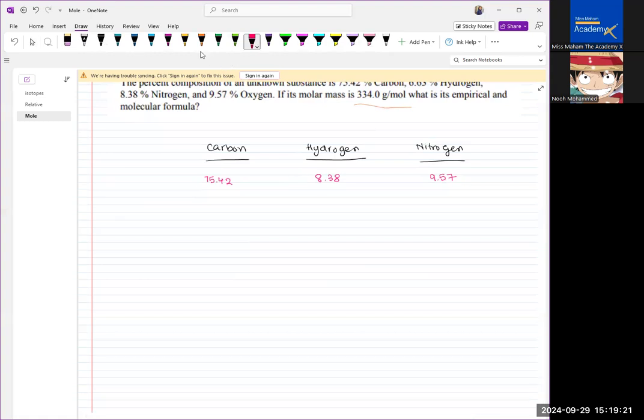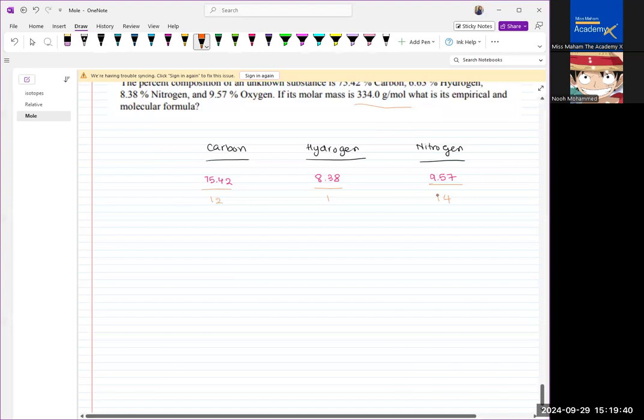Divide by the element's own AR. So you divide this by 12, divide this by 1. What is the AR of nitrogen? 14. So we divide this by 14.